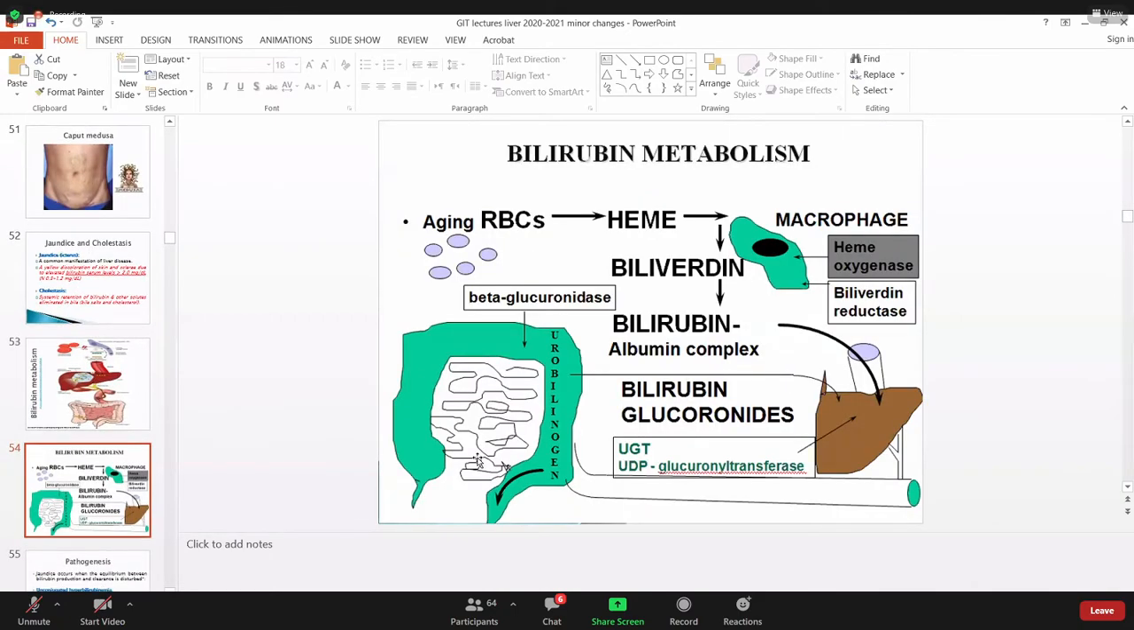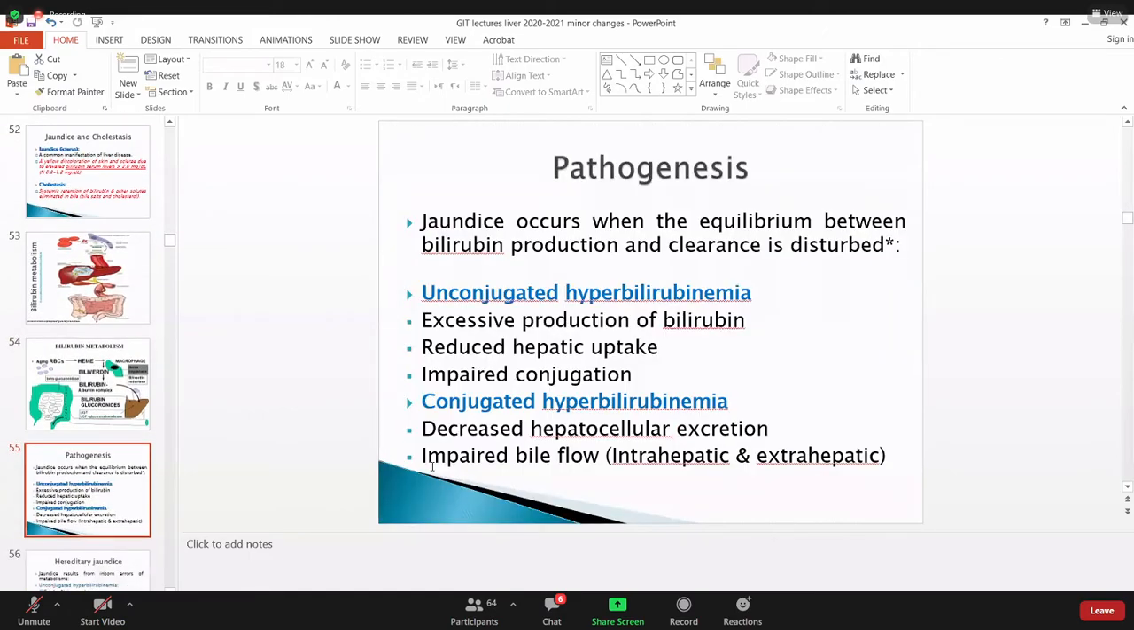Okay, this is the same as we have said. As we said, the main steps of RBC degeneration take place in the spleen, and from the spleen it reaches the liver and the intestines. In people who have jaundice, whenever there is equilibrium between the production and the clearance, there is no problem. If there is imbalance between the production and the clearance, there will be accumulation of bilirubin leading to jaundice.